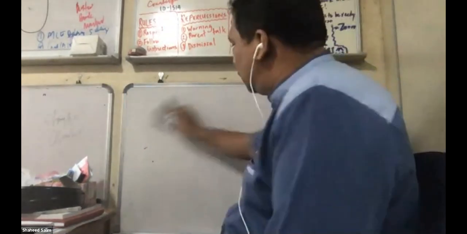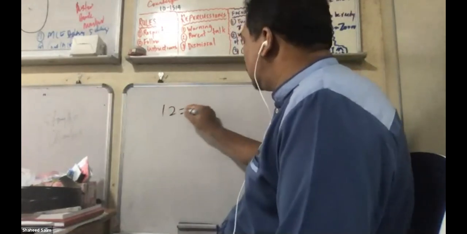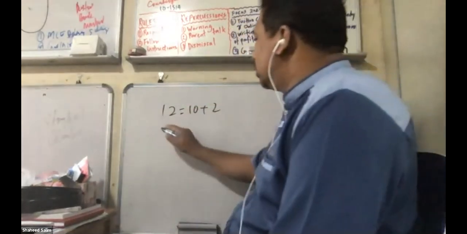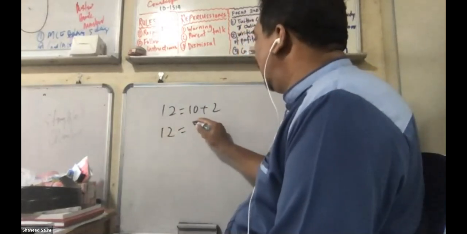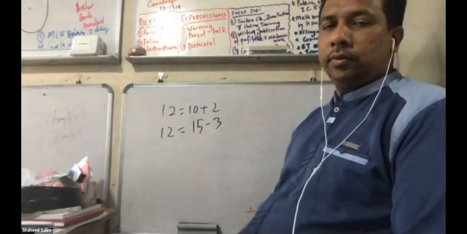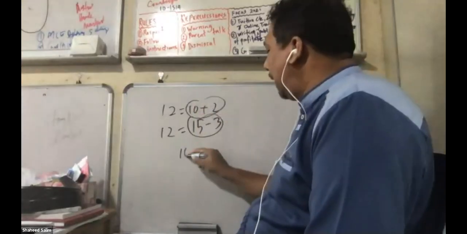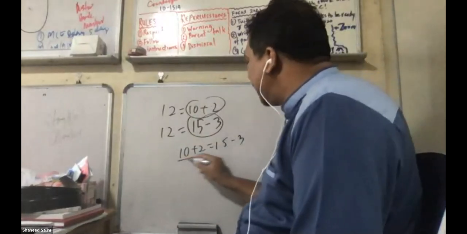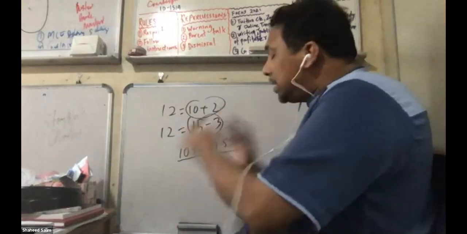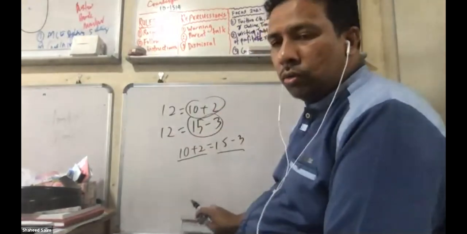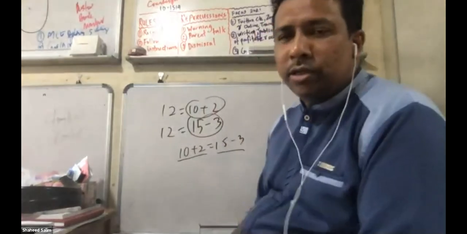Sorry, it doesn't work. Okay, 12 equals 10 plus 2. Do you agree? 12 equals 15 minus 3. Do you agree? So that means these two must be equal. 10 plus 2 must be equal to 15 minus 3. 10 plus 2 is 12, 15 minus 3 is 12. It's the same thing. So now you understand what I've just taught.